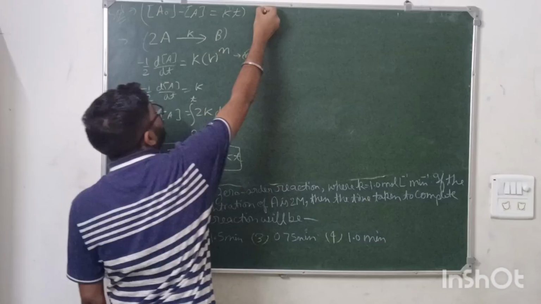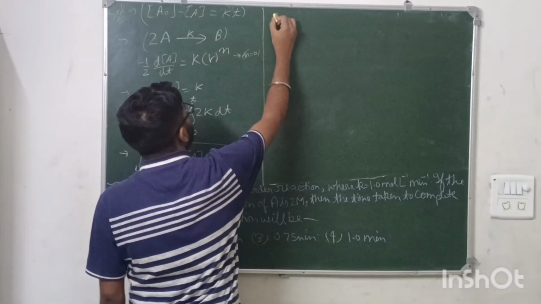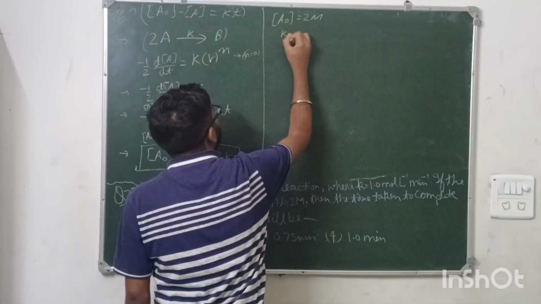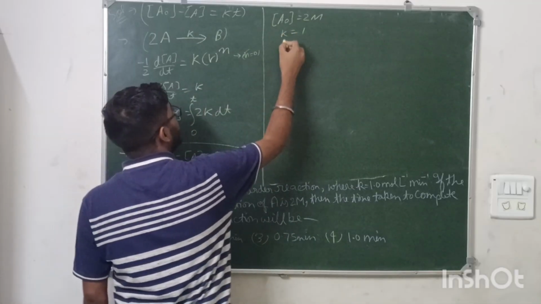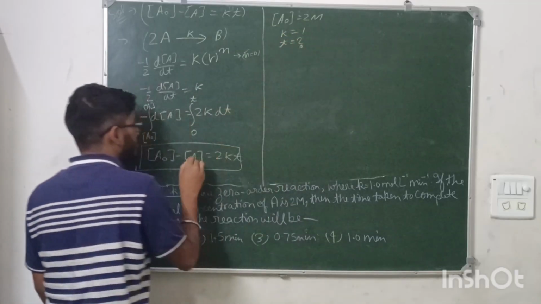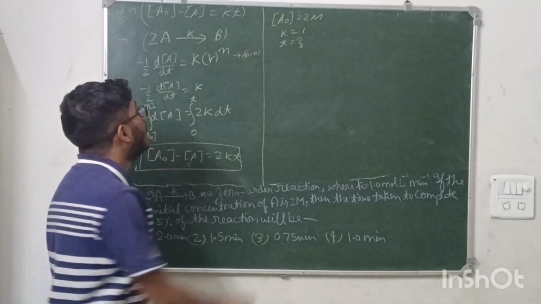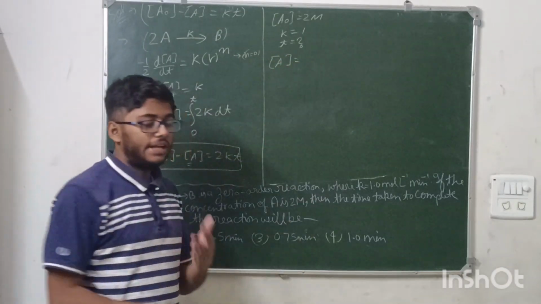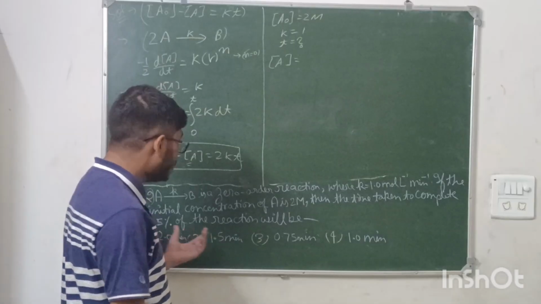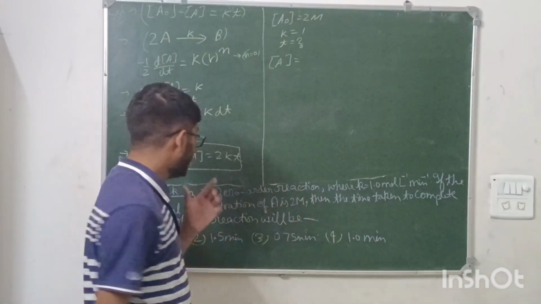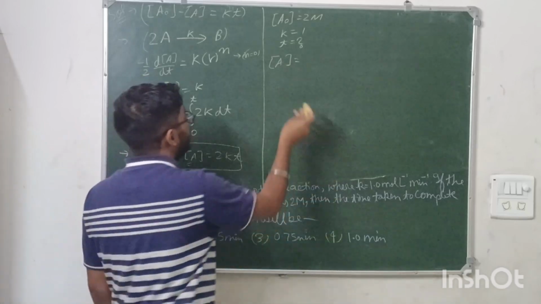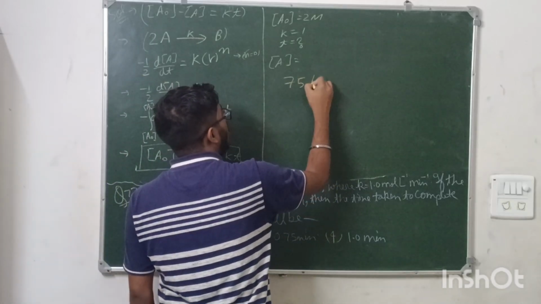Now in the question, what have you been given? You have been given that the initial concentration A naught is 2, and K is 1. You need to find the time. So first of all you need to find the final concentration. What will be the value of the final concentration? You need to find how much time the reaction takes to complete 75% of the reaction.